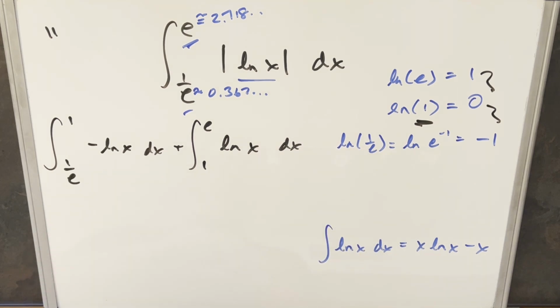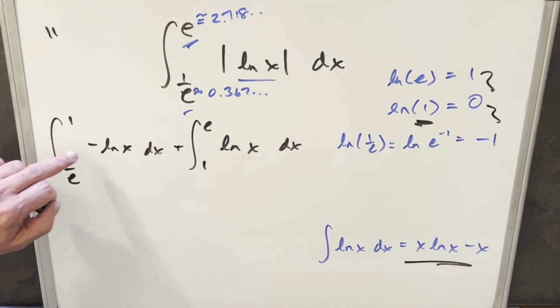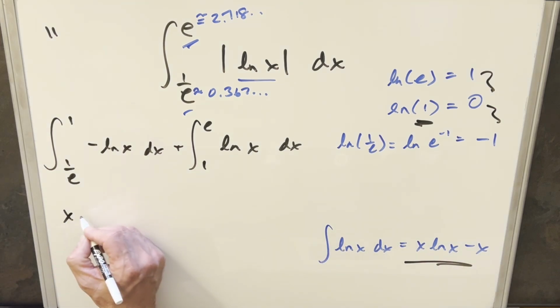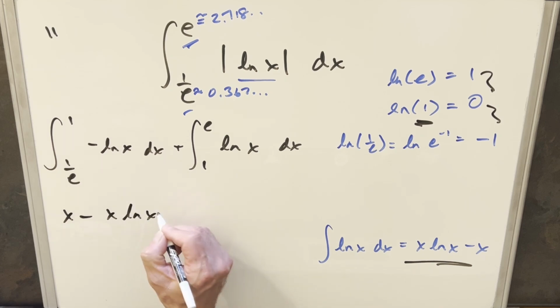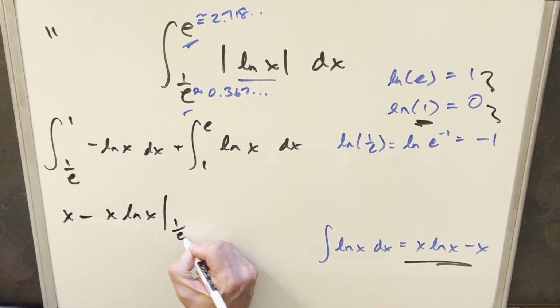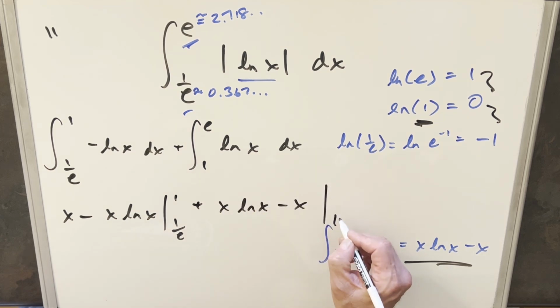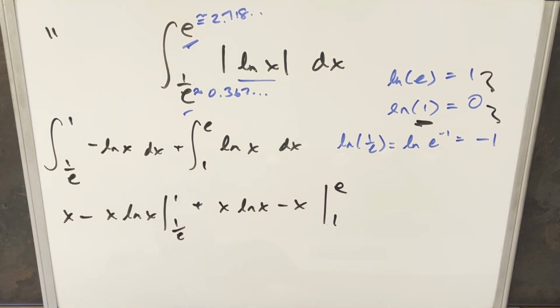Now we'll go ahead and integrate this, using this formula over here. First, with the minus sign, it just reverses the formula, so I can write it instead as x minus x ln x from 1 over e to 1. And for this one, we'll use the formula exactly: x ln x minus x from 1 to e. Then we'll just go ahead and evaluate.